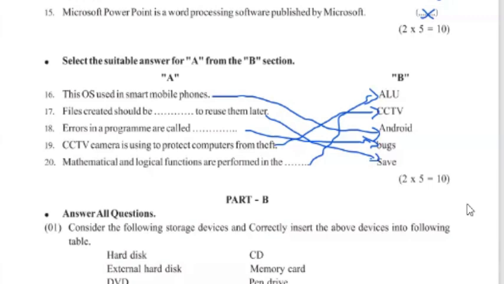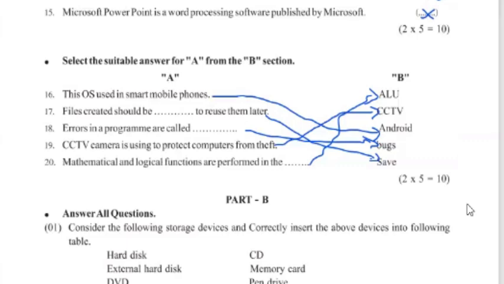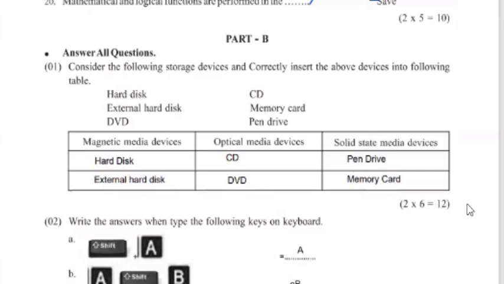Mathematical and logical functions are performed in the ALU. The correct answer is ALU. There are 20 questions in part A. Count the correct answers and multiply by 2. Then mark it out of 40. What is the mark you earned for part A? For part B, let's move to the answers.